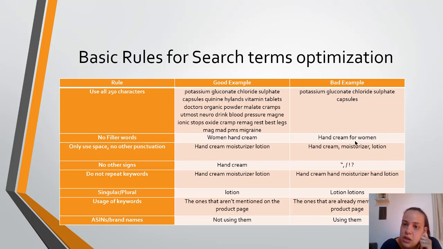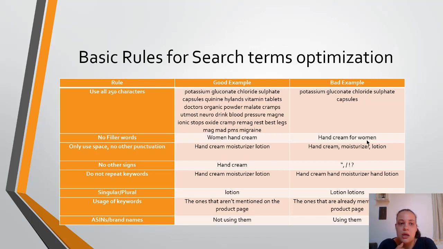Then you have 3 letters and then another space, which is also counted as characters. So you kind of wasted 5 characters there. If you use a couple more words like that, you could easily lose up to 50 characters on filler words. So make sure you don't use them at all. Instead of that, you could have used women's hand cream or women hand cream. And that will save you at least 30 to 50 different characters to use in the backend.